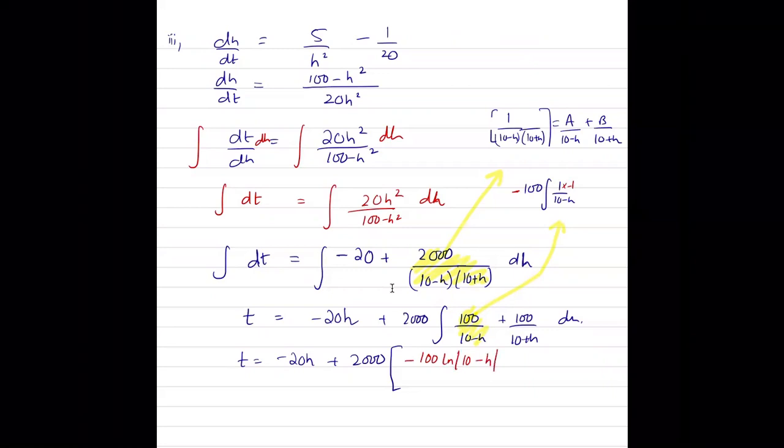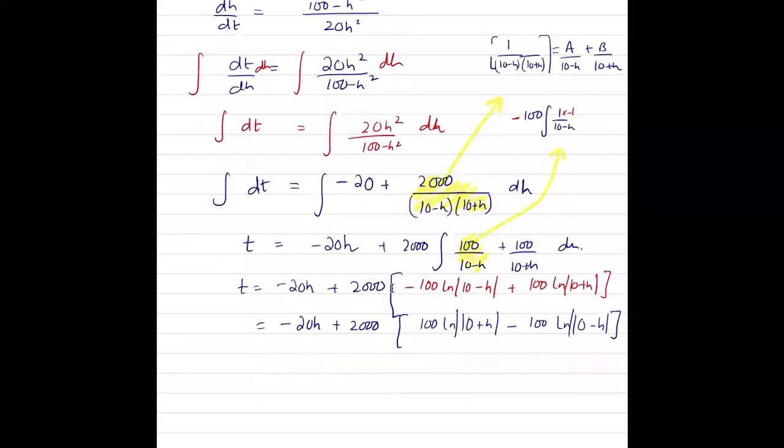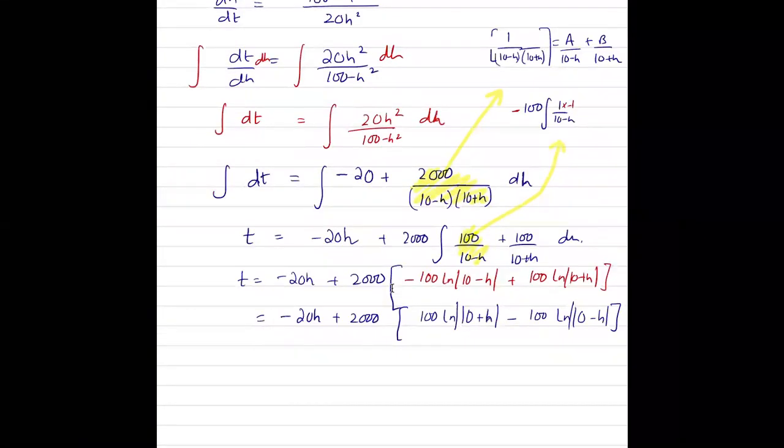Yes. Similarly, integration of 100 upon 10 plus h is going to be 100 ln 10 plus h. If I rewrite this, 100 ln 10 plus h minus 100 ln 10 minus h. Then you can do the division.